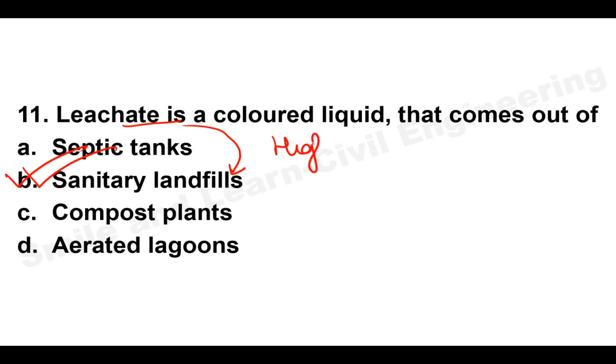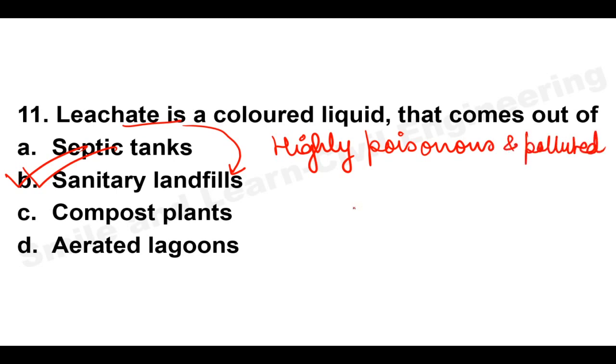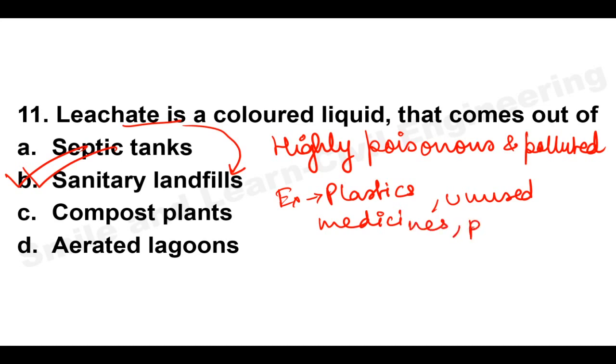Okay, first thing, they are highly poisonous and highly polluted. This is one of the important things you must remember. Highly poisonous and polluted, and they actually come from plastics, unused medicines, paints. All these wastes, when they are left in the open or dumped in landfills, produce this kind of liquid, that is leachate.